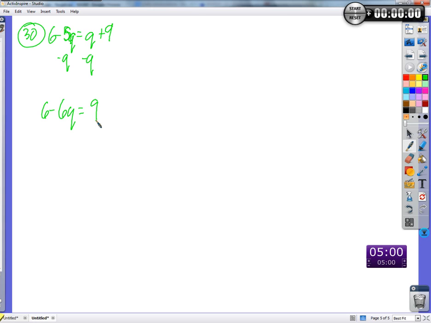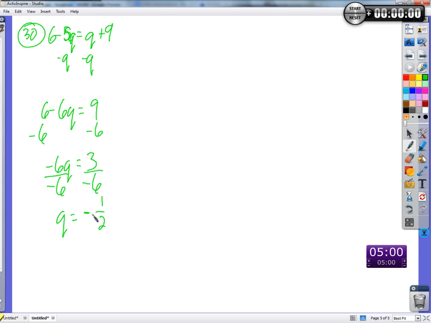Well, again, we want unknowns alone on one side and knowns on the other side. So here we have unknowns, and we don't want the knowns on that side with it. So what do we do? Subtract 6 from both sides. So the 6 minus the 6 is 0, so that's nice. That just leaves negative 6Q. 9 minus 6 is 3. Divide by 6. Q equals negative 1/2.